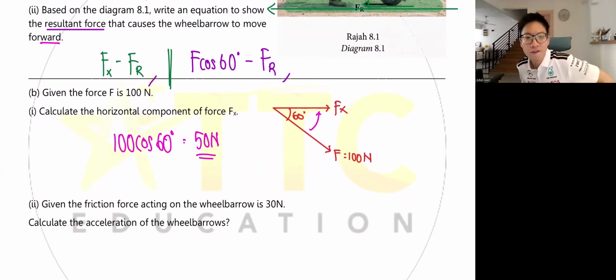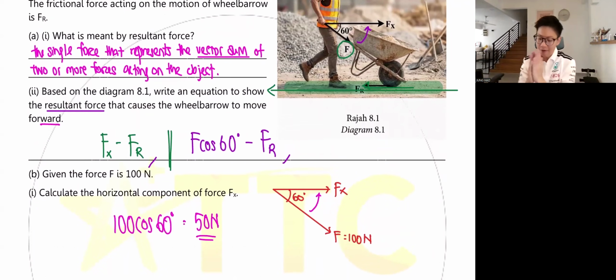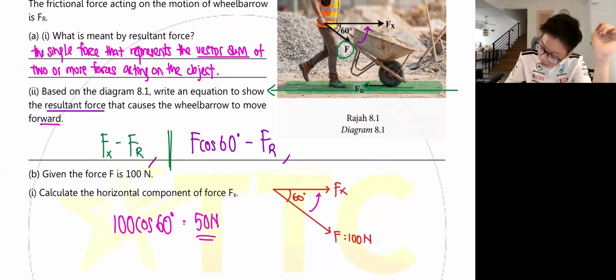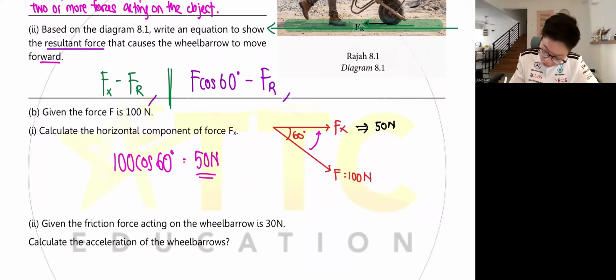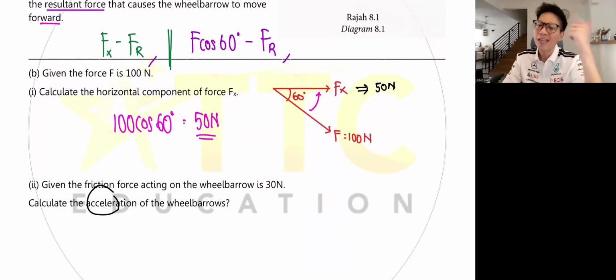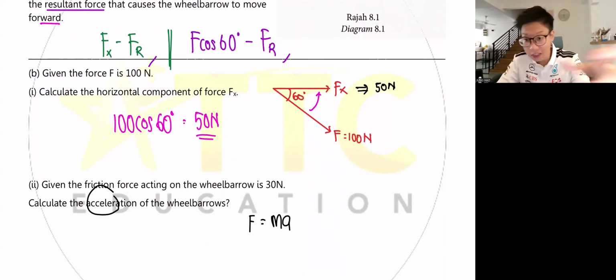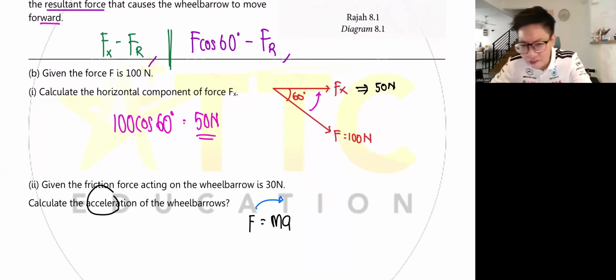Finally, given the frictional force of the wheelbarrow is 30 Newton, what is the acceleration of the wheelbarrow? Okay, now let's go back to the top part. I already know the facts. I already know that the total horizontal force is 50 Newton because I've calculated 100 cos 60. Now, if I want to find acceleration, you think about it. In physics formula, force and acceleration is always F equals ma, right? But what is F? Guys, what is F?